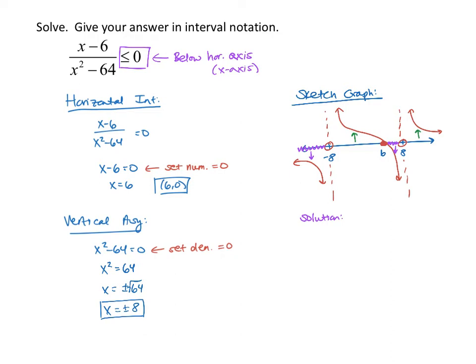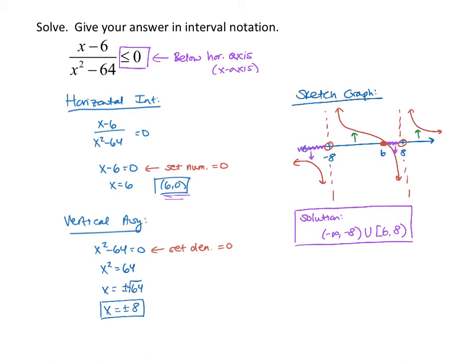So that left piece of our graph is going to go from -infinity to -8 with a parenthesis, since -8 is an x value for our vertical asymptote where our function is undefined. And then we're also going to go from 6 with a bracket because 6 was a horizontal intercept. It's an actual point on the graph where our y value is equal to 0, up to +8, but with a parenthesis at 8, since 8 is where we have a vertical asymptote and the function is again undefined.